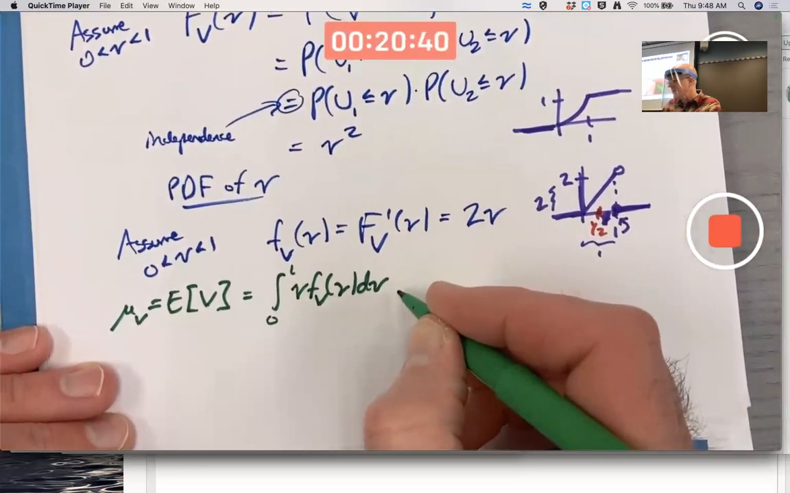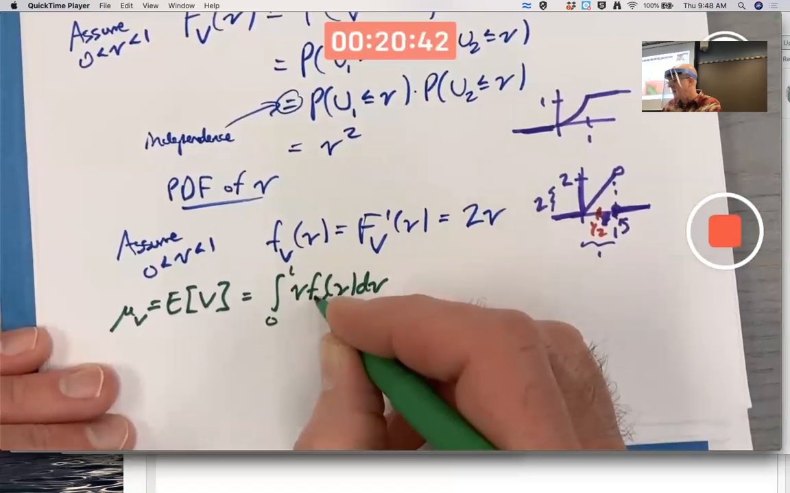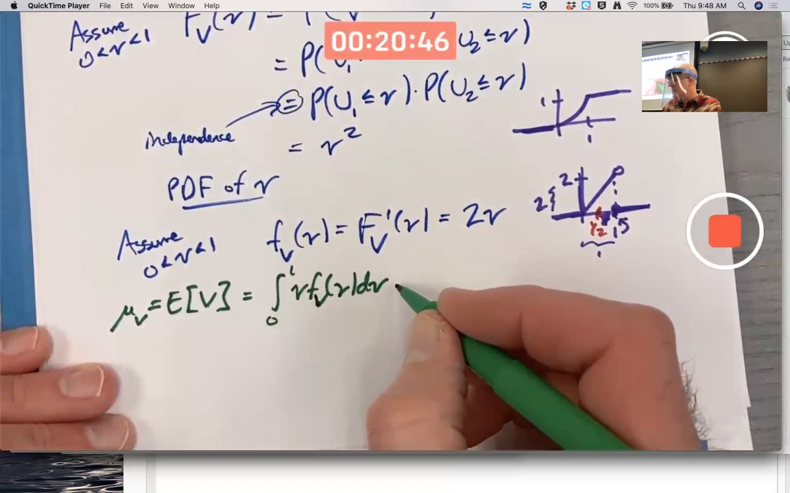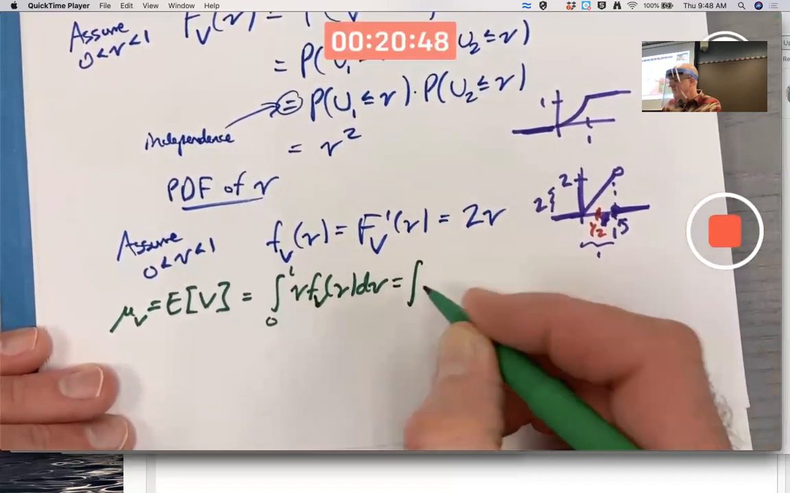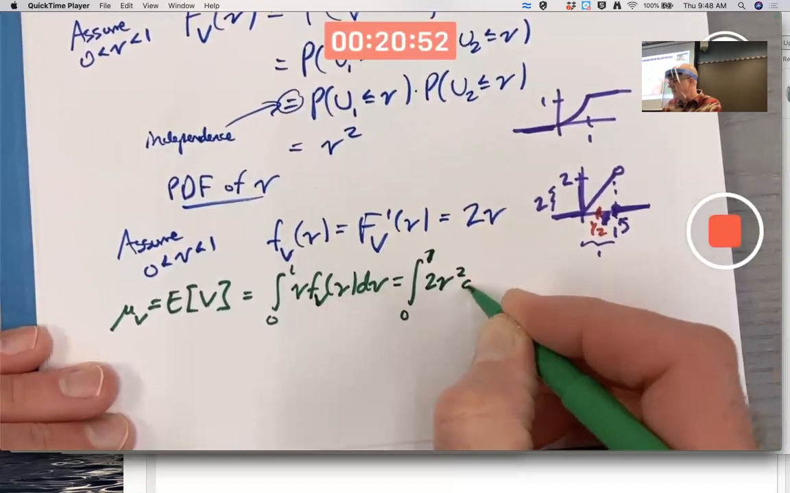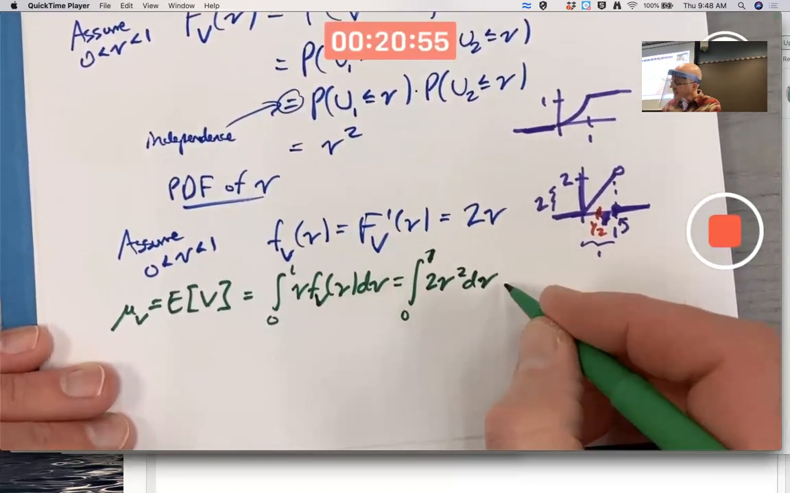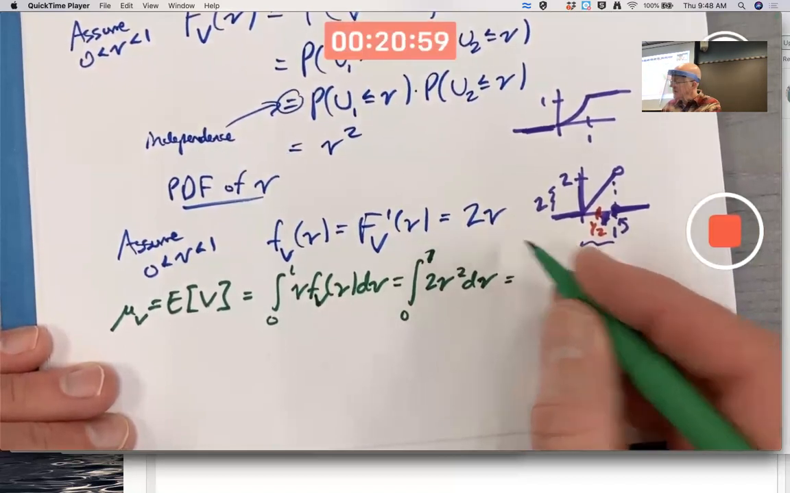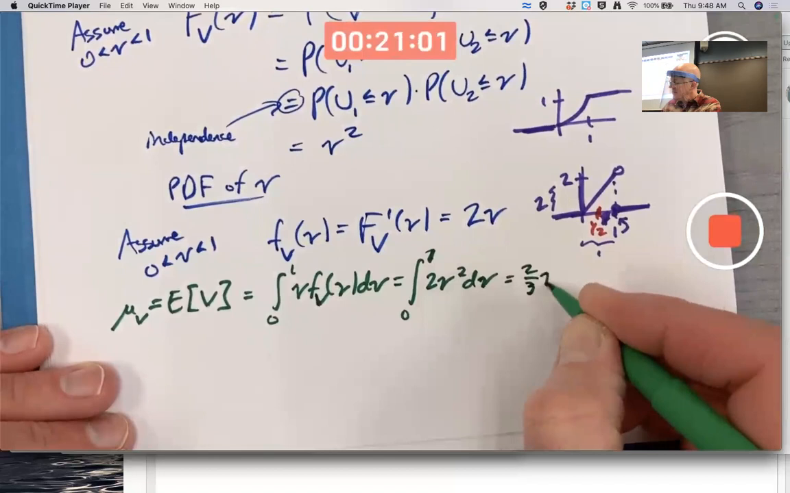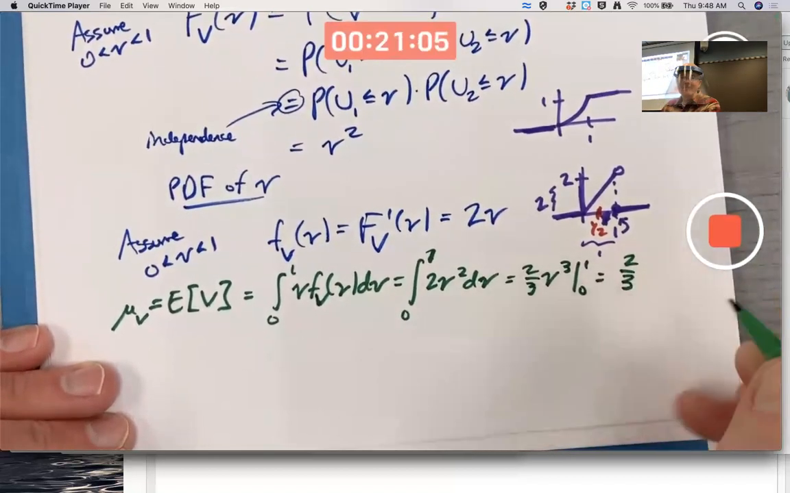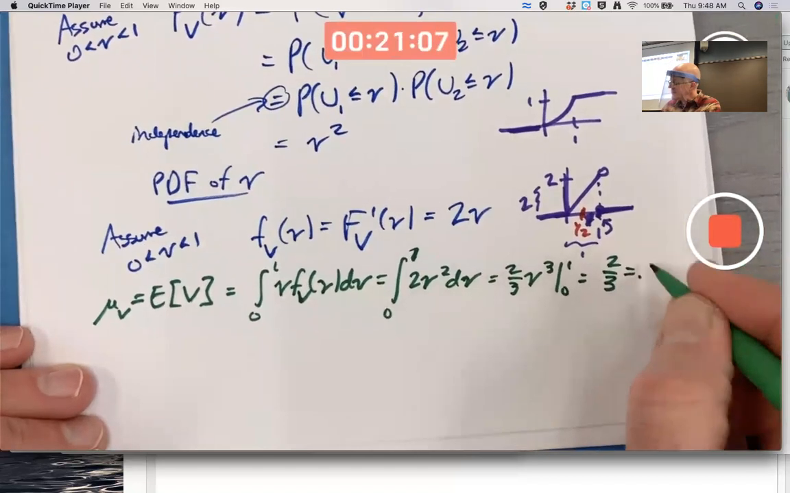Trying to make my V's cursive to distinguish them from uppercase. My little v's. So that's integrating 2 times little v squared dV, because there's the PDF. And that's going to give 2/3 little v cubed evaluated from 0 to 1, and that's going to be 2/3. How about that? Yeah, less than 1. 0.6 repeated.